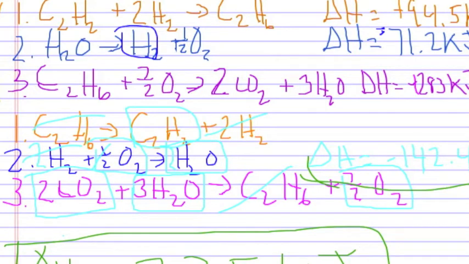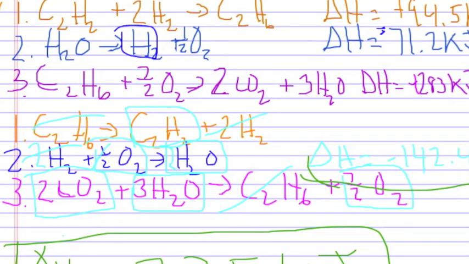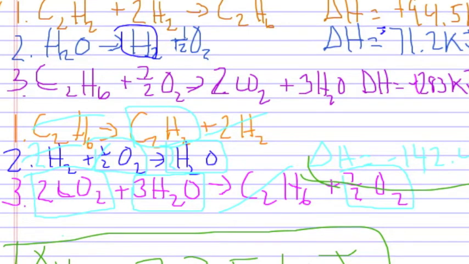But since we did that, we're going to have to change this delta H and multiply it by 2. So you're going to get negative 142.4. Alright, now we have 2 CO2 and 1 H2O.